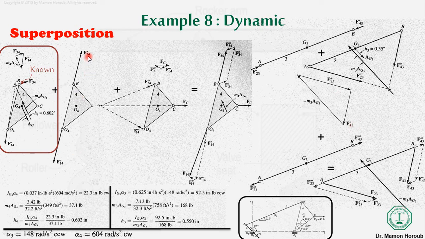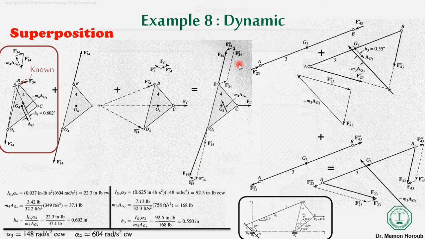So you see, F34 double prime will be equal to F43 double prime, so it will make this force and F14 double prime known to us, because F43 double prime is equal in magnitude to F34 double prime, and it should be equal in magnitude to F14 double prime.